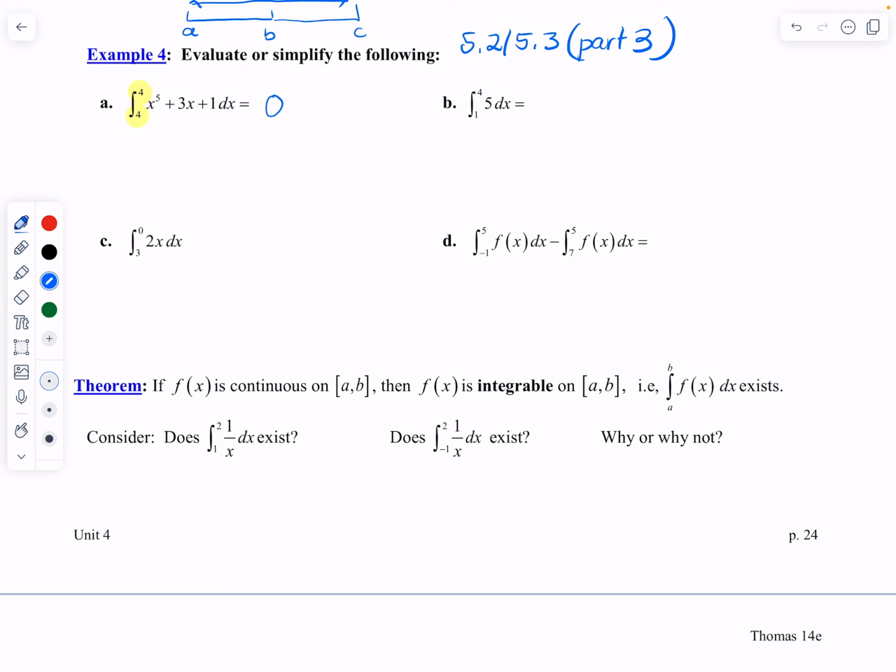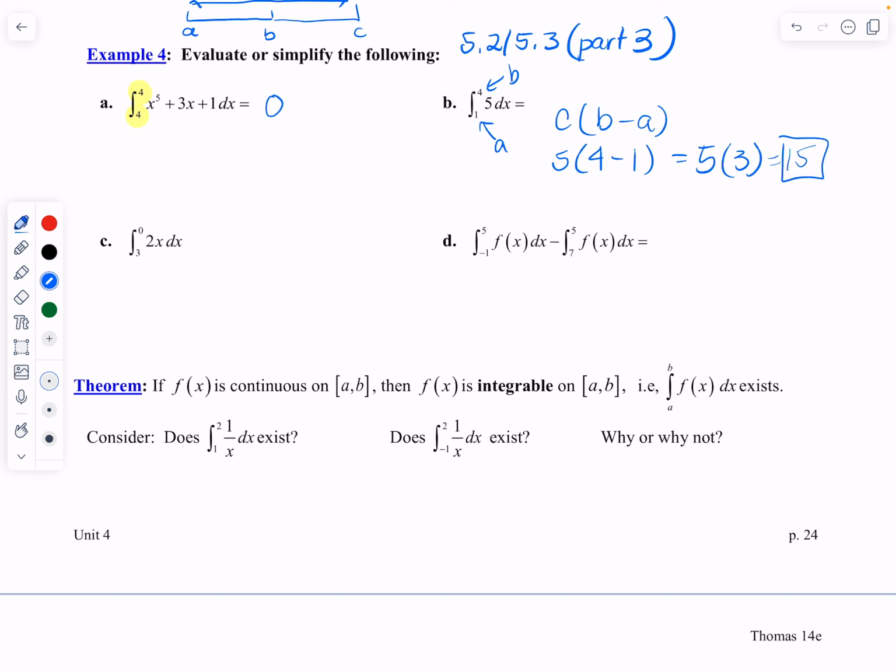The upper and lower limits are different. I'm going from 1 to 4, and I have a constant, which is 5. The rule says for a constant, I take the constant and multiply it by b minus a. The constant is 5, the b value is the upper limit, which is 4, and the lower limit is the a value, which is 1. So I take 5 times 3, which equals 15. That's the area for this one. All right, let's look at the next one.